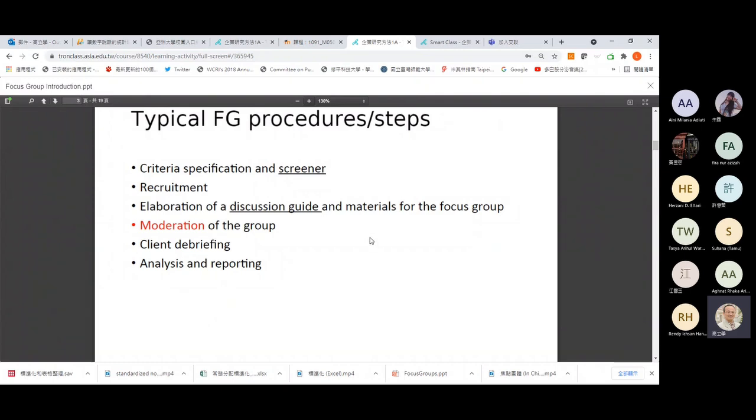And then after the focus group, sometimes the researcher may need to provide debriefing if they tell the participants too many details earlier. This may influence their opinions. So maybe only after the focus group, they may provide some debriefing about the purpose of this focus group. And then they will do the analysis and reporting. For example, do the transcript, do the analysis.